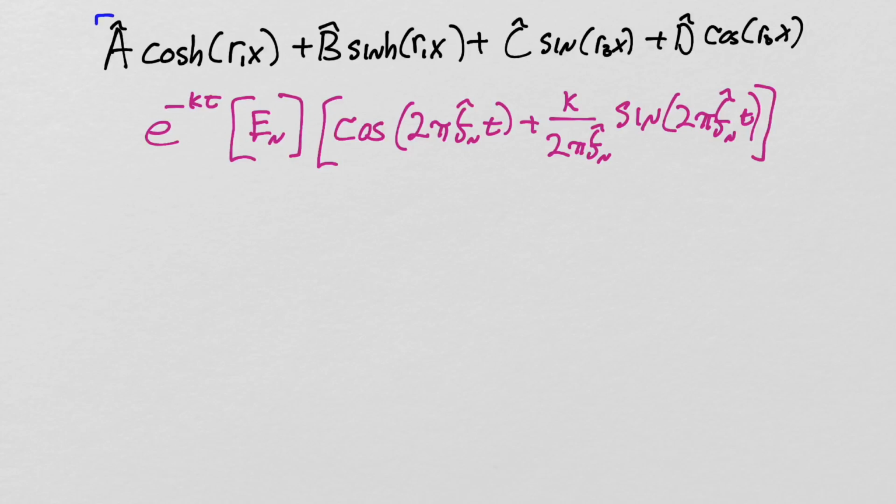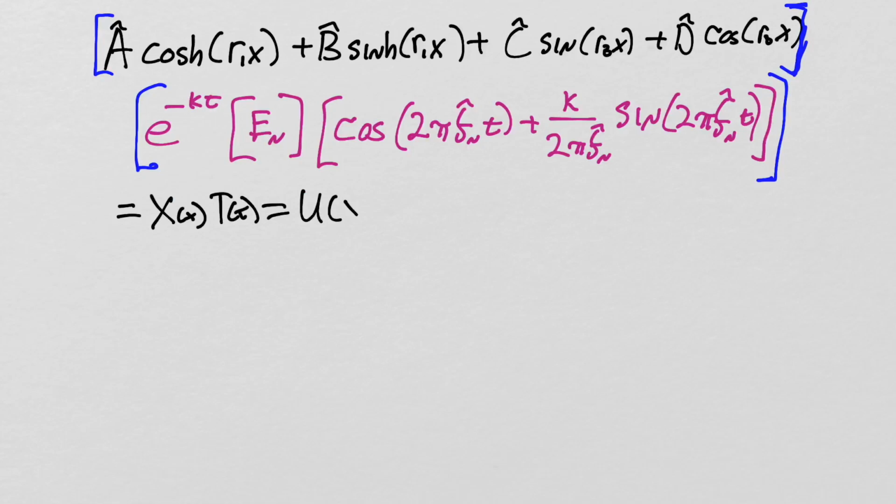So this part here is the time part, right? This big part here, I'm putting it in brackets. And this part here is the space part. And now we're multiplying the time part and the space part together, right? So now this whole thing multiplied together equals X of x times T of t, which is u of x and t. So now we use our initial conditions: u of 0 for all time equals 0, and u at the scale length L for all time equals 0.